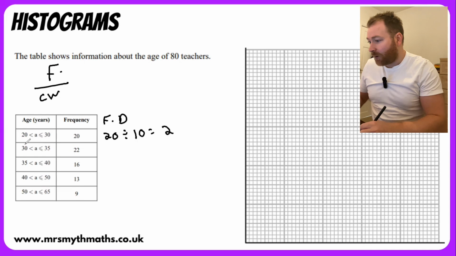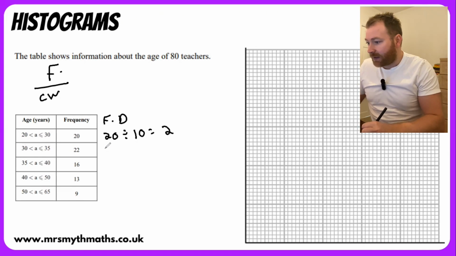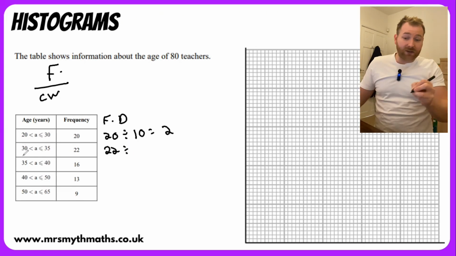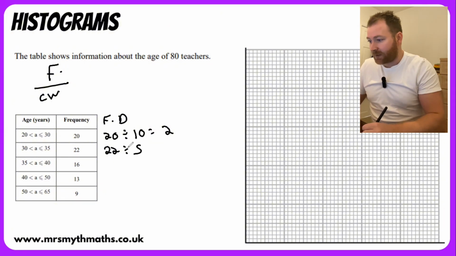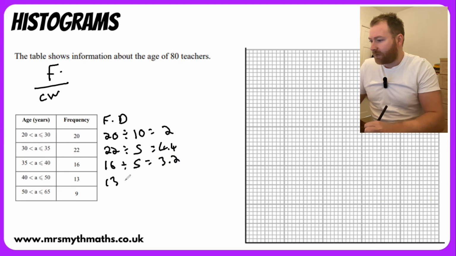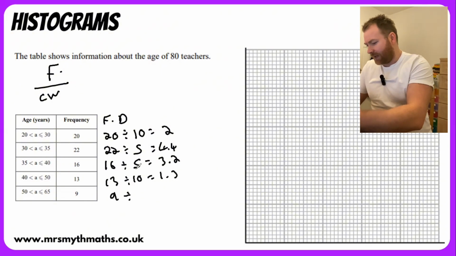In this one, we've got 22. Let's put this divided by, well, it's 30 to 35, so that's going to be divided by 5. I think that's 4.4. Yes, it is. So it's 4.4. And let's just keep doing that all the way down. So 16 divided by, is that 5? So that's going to give me 3.2. We've got 13 divided by 10 there. That gives me 1.3. And then we've got 9 divided by, that's going to be 15, isn't it?